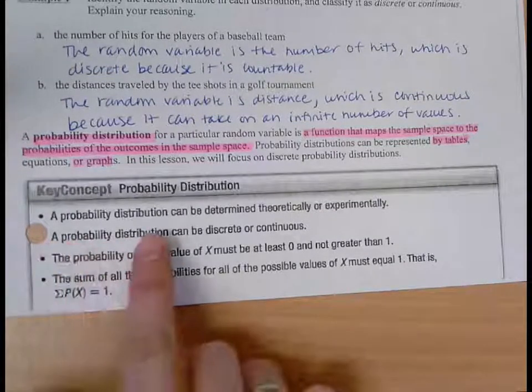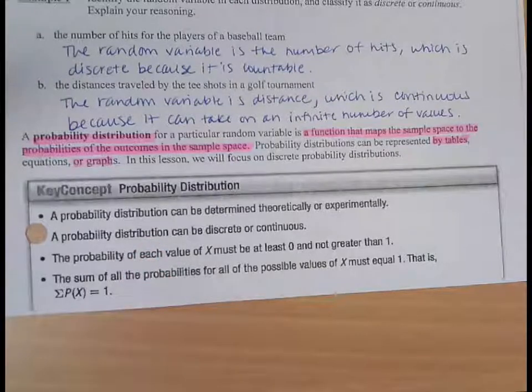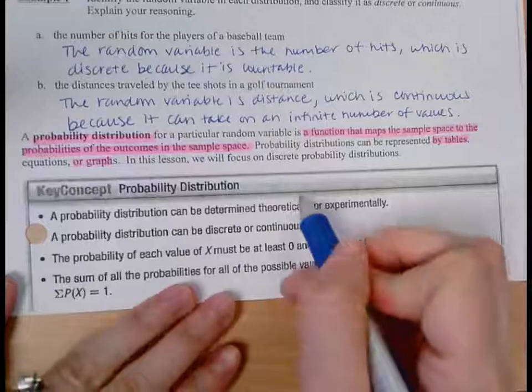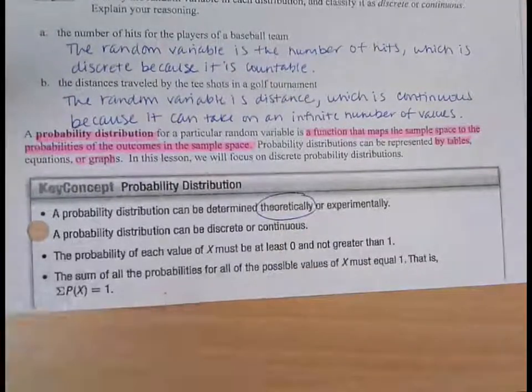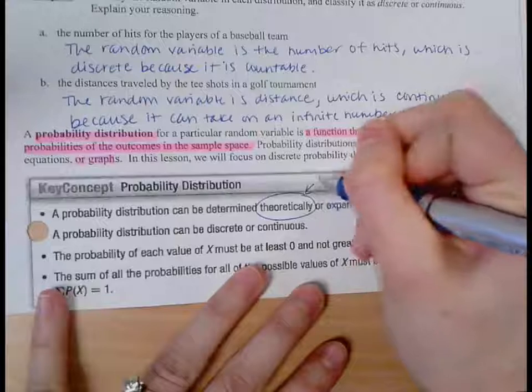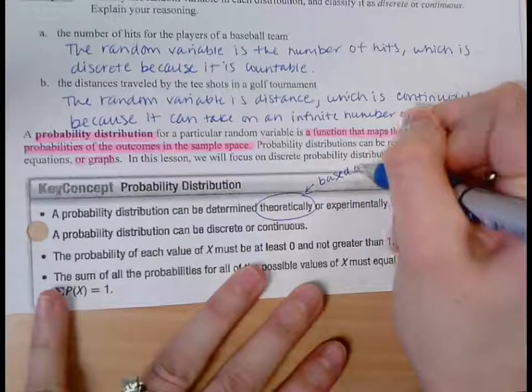So a probability distribution can be determined theoretically or experimentally. And I do want to explain this difference. We are just doing an example of a theoretical probability distribution. Theoretical would be based on what you would assume to happen. So theoretical is based on assumptions.